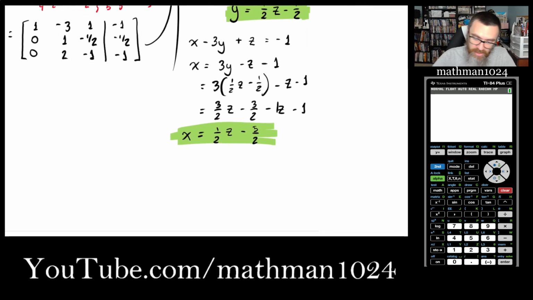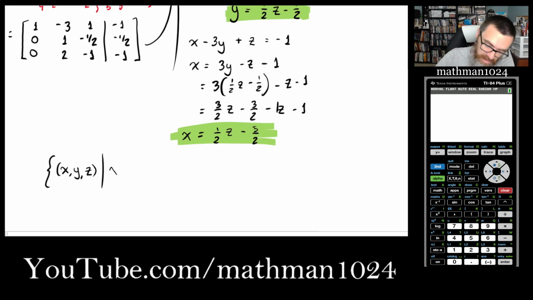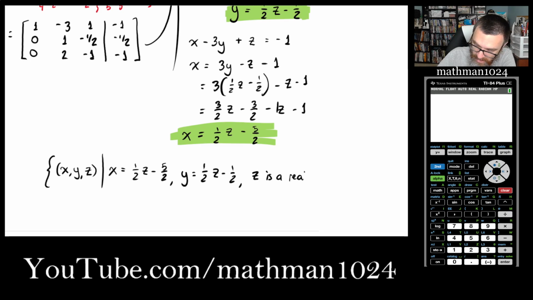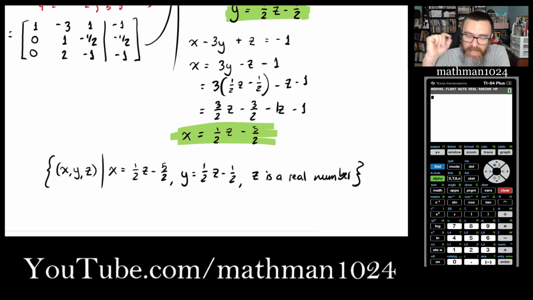So the way that we write our solution set is it's going to be the set of all ordered triplets x, y, z such that x is going to be half of z minus 5/2, y equals 1/2 z minus 1/2, and z is a real number. So any ordered triplet of that form is going to be a solution. Again, you can just pick a value for z and come up with an ordered triplet, and you could check it and make sure that it works out.